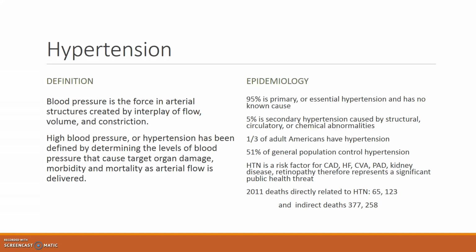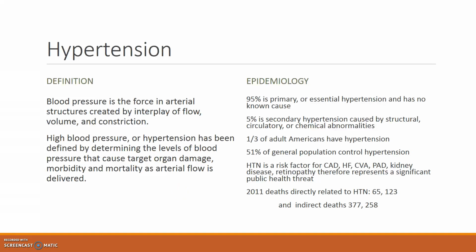So as you think about hypertension, I think really considering these helps us be better providers when we think about what is the process of blood pressure and then what creates hypertension. And unfortunately, we don't know what creates 95% of hypertension, which is also called primary or essential hypertension. The other 5% or secondary hypertension is caused by either structural, circulatory, or chemical abnormalities.